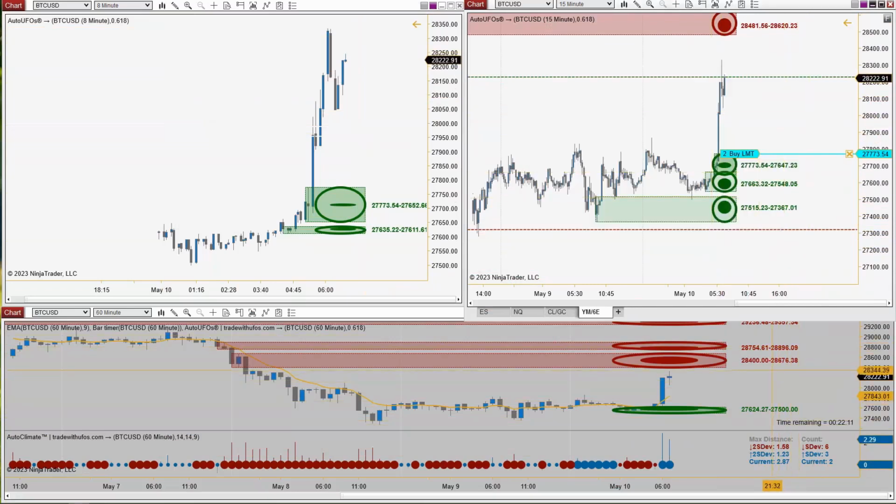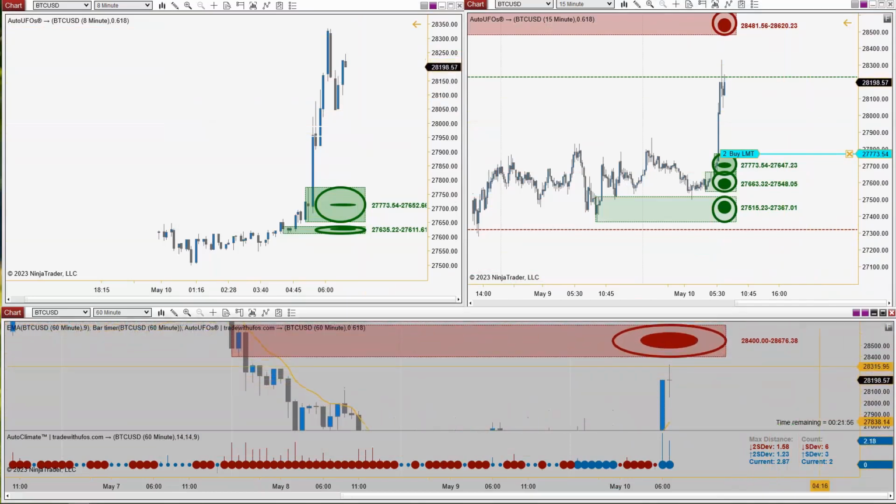Now, where is our final target? Again, relying on the UFOs, we're actually going to use for the bigger picture, right? T2 is our bigger picture target. We're going to be using the first opposing UFO on this larger time frame, which in this scenario is the one that starts right here at 28,400. So 28,400. Oops, that lagged a little bit for some reason. 28,400 is the first opposing UFO, right? We're betting on an up move. So the first opposing UFO will be the first red UFO that we see, which in this scenario is 28,400.